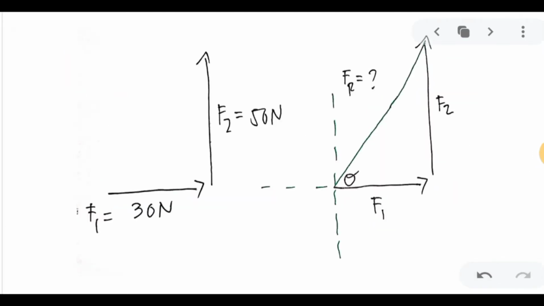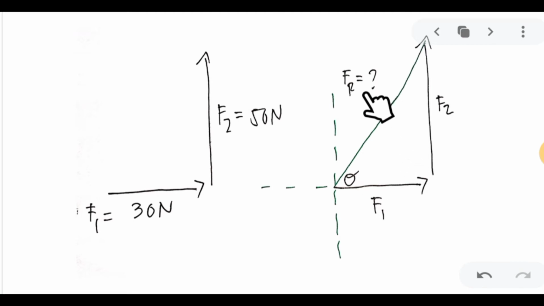Now, there are times that you need to add vectors that are not parallel or antiparallel to each other. These vectors are perpendicular to each other, meaning they are not in the same line. How do we solve this type of vectors? For example, F1 is equal to 30 newtons and F2 is equal to 50 newtons. If you plot this in a Cartesian plane, F1 is on the x-axis, and F2 is on the y-axis, upward. So how do we find the resultant force or resultant vector?